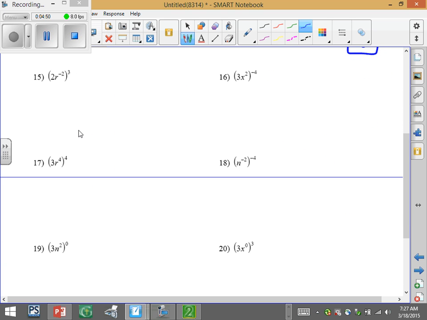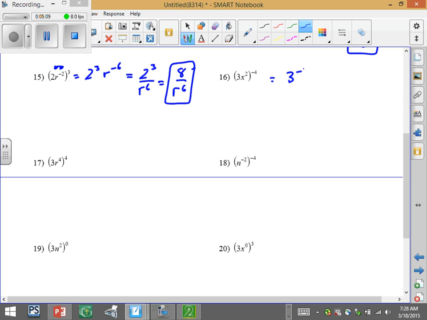All right, number 15, we'll keep playing around with this. Remember, everything gets that third power, so that ends up with 2 to the third times r to the negative 6th. So r to the 6th needs to now be in the denominator. 2 to the 3rd is 8 over r to the 6th.